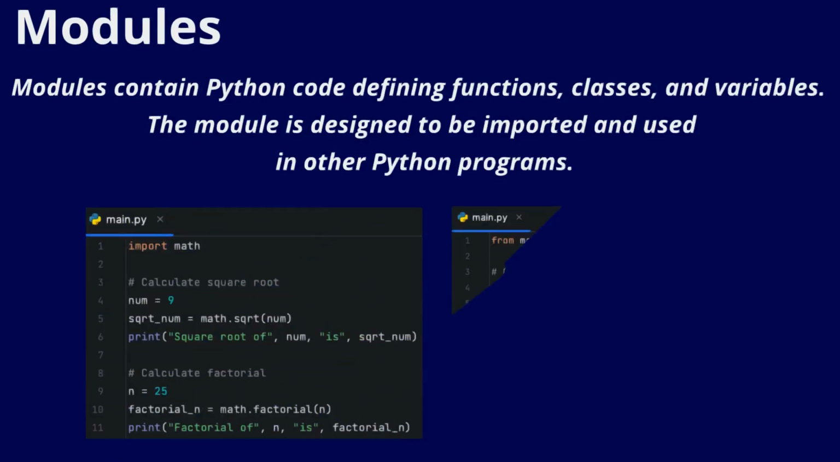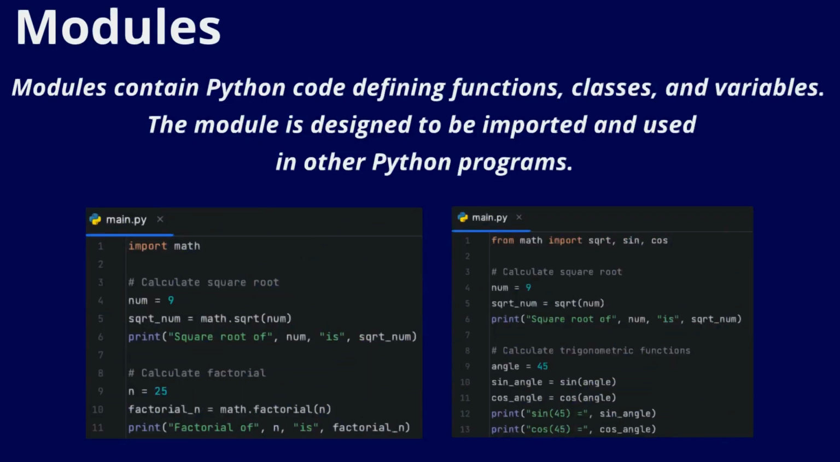Number 1. Modules. Modules contain Python code defining functions, classes, and variables. The module is designed to be imported and used in other Python programs. It is easier to organize code with modules and to reuse it. Using the import statement, you can use them. The from keyword can also be used to import specific functions or variables from a module. A module from a package must be imported using dot notation. Here are some examples.